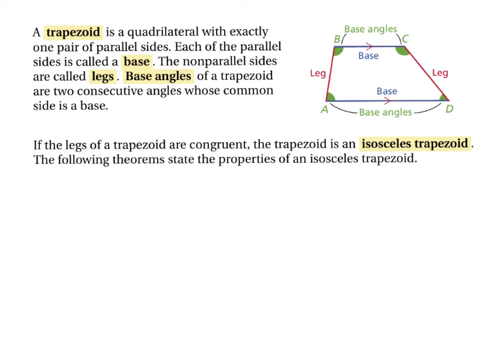So the base angles of a trapezoid are two consecutive angles whose common side is a base. So these two cannot be base angles because they're not on the common base. So angle A and angle D are base angles, and angle B and angle C are base angles. If the legs of a trapezoid are congruent, the trapezoid is called an isosceles trapezoid. The following theorems state the properties of an isosceles trapezoid.